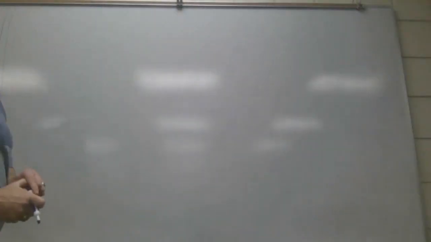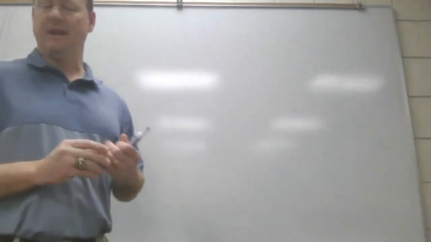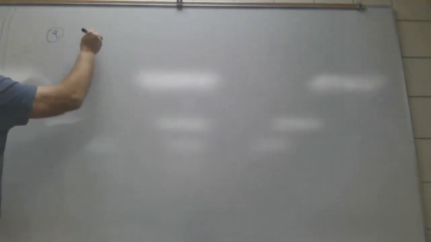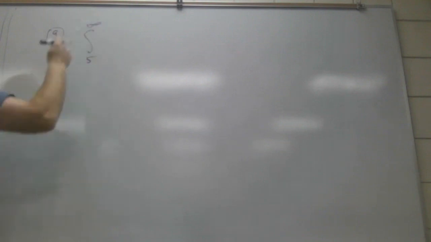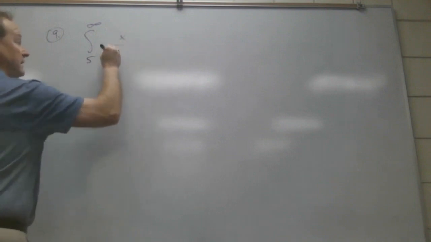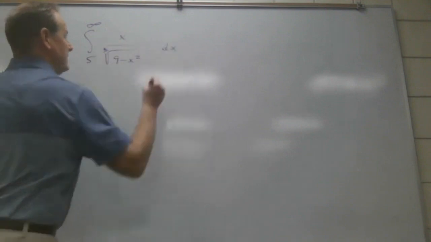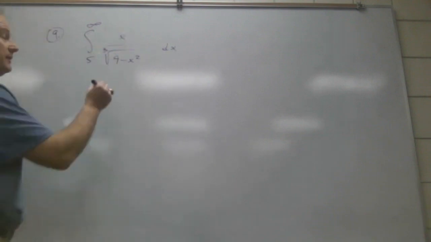All right, so we're working on 7.9. We're going to do some examples with improper integrals with infinite limits of integration. So as a class, we're working on number 9, which is the definite integral from 5 to infinity. So that's the infinite limit up here of x over the cubed root of 9 minus x squared dx. Okay, so this isn't a friendly integral by any means here.